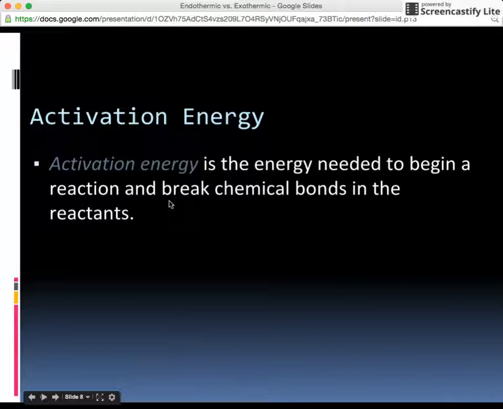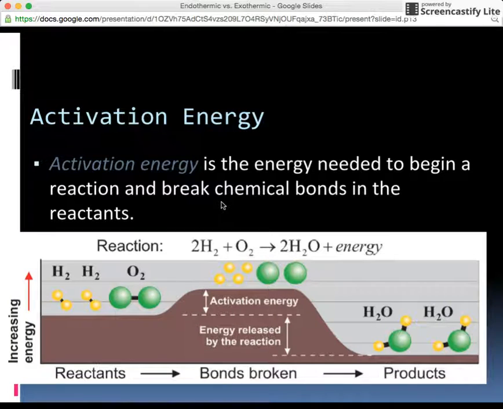And activation energy is that first initial spark of energy that we need to start a reaction. In the activation energy, we're going to be seeing some graphs coming up next, and I'll show you where you can see that on these energy diagrams. So here you have the reaction of combining hydrogen gas and oxygen gas to create water, and energy is released, meaning this is exothermic.